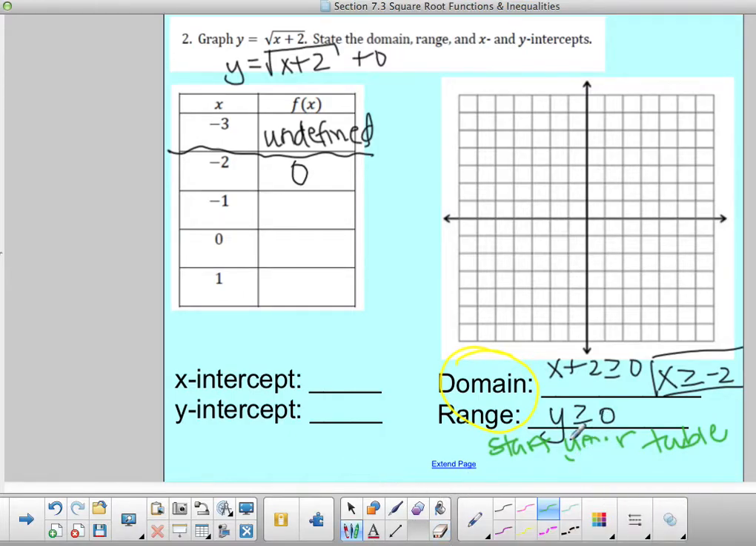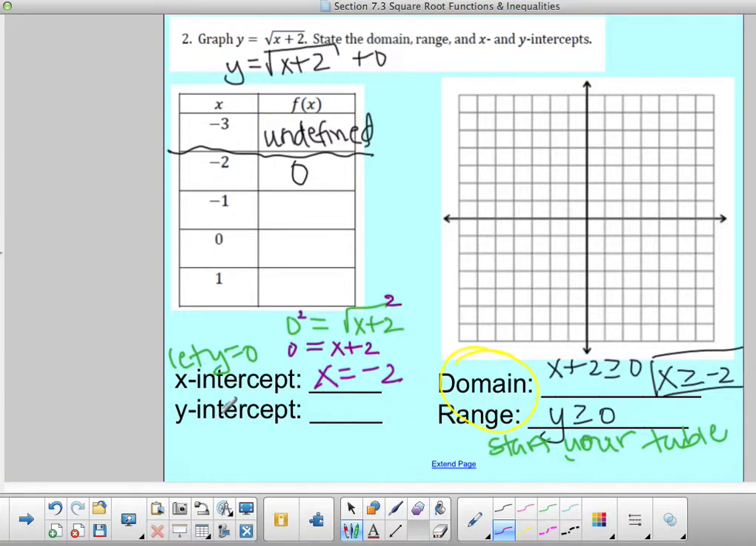Then the next thing we need to go ahead and do is find your x and your y intercepts. Okay, well, you always find your x-intercept by letting y equal 0. So I'm going to plug 0 in for y here. So I have 0 is equal to the square root of x plus 2. Okay, to solve this, to get rid of my square root sign, I would square both sides. So I have 0 is equal to x plus 2, and if I solve this, subtract 2, I would have x is equal to negative 2. There is my x-intercept.